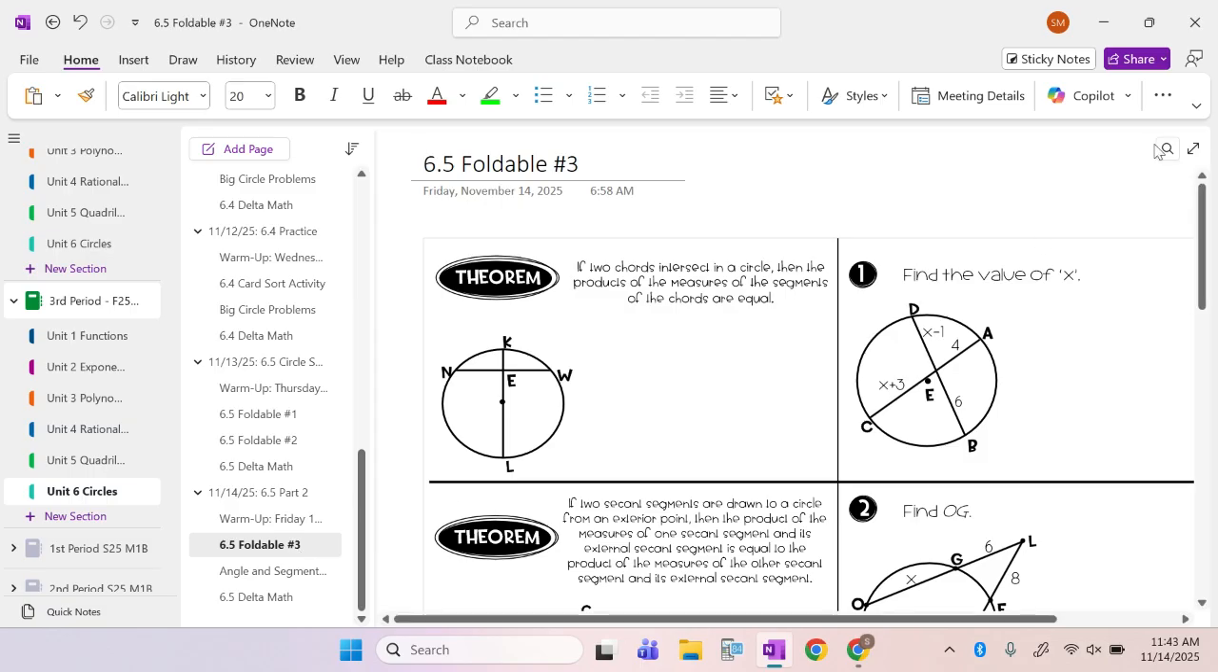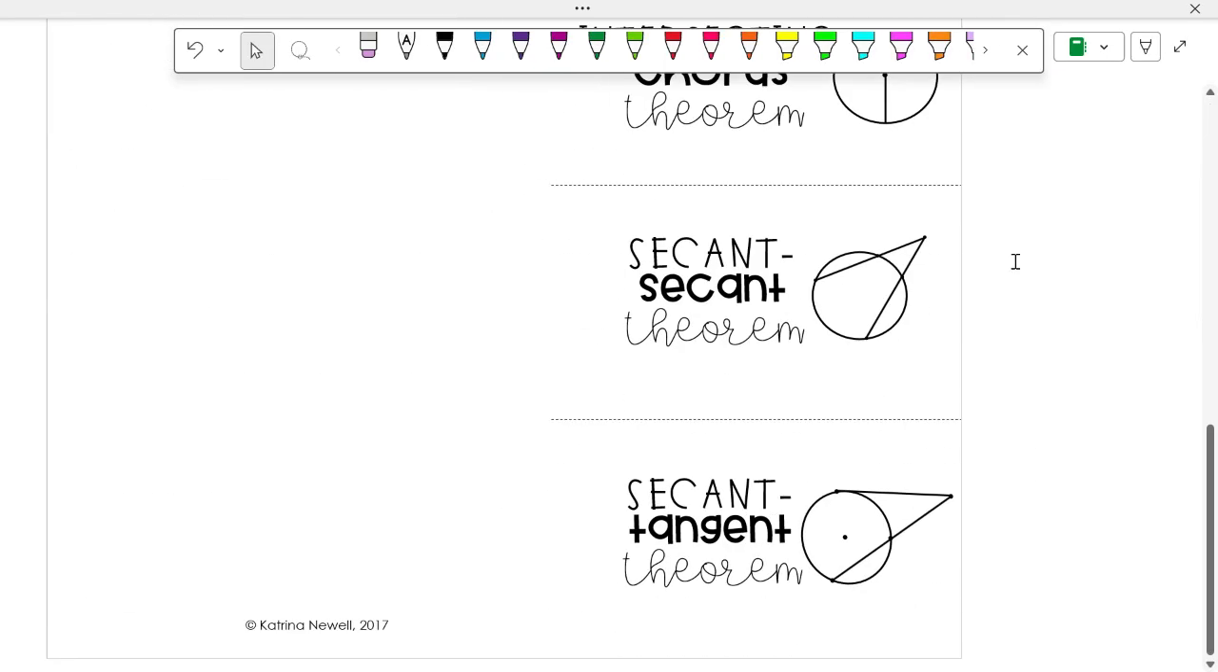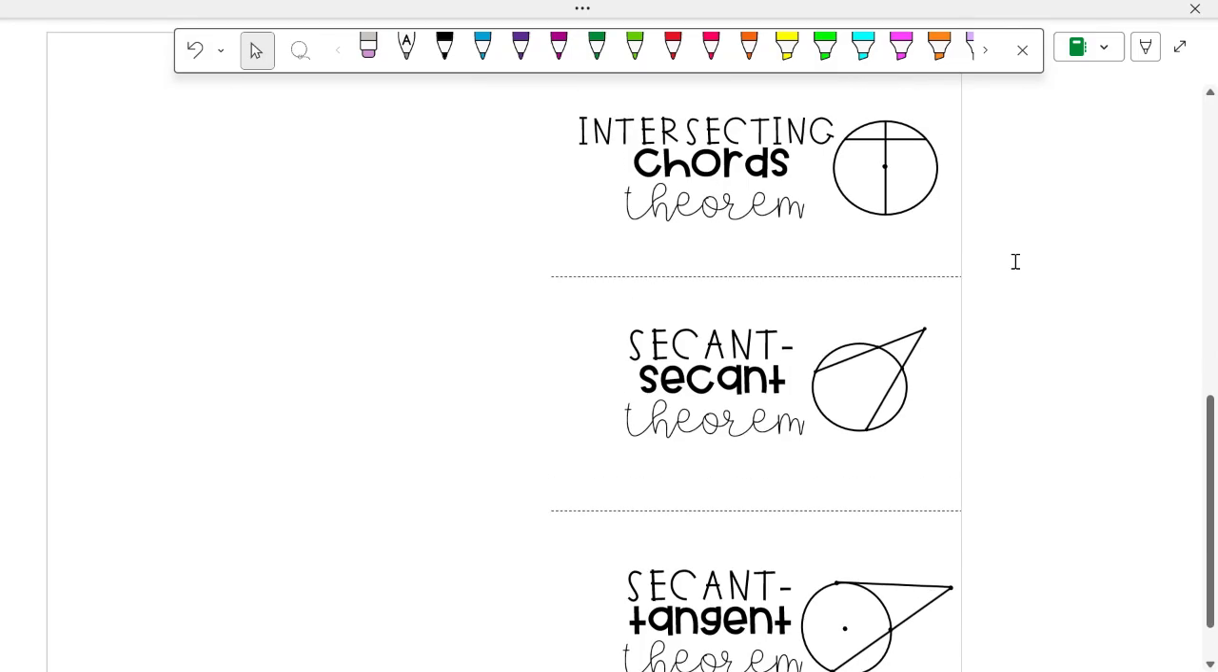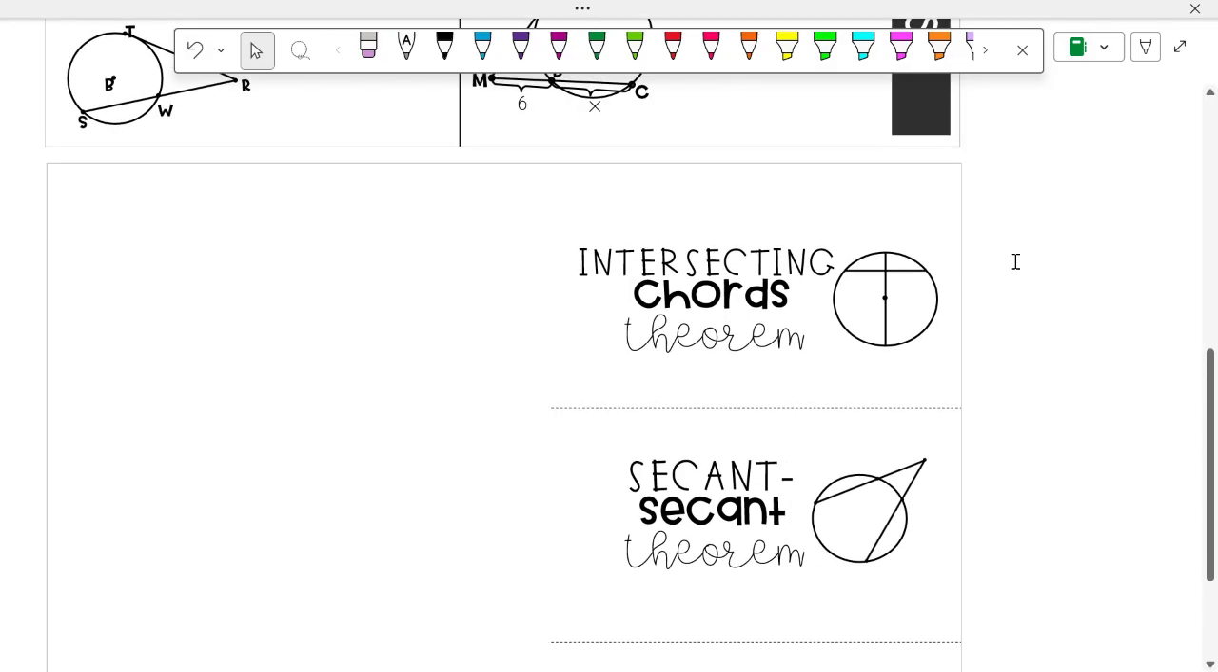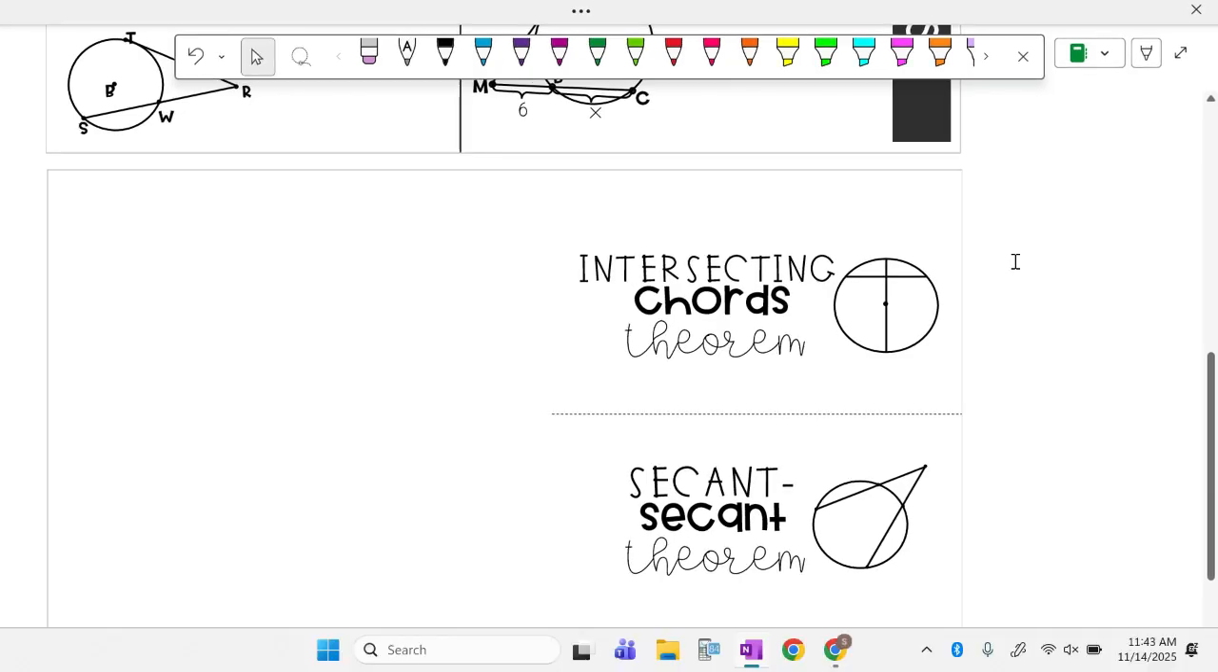All right. So, and yes, this is the front, but there's really nothing on the front. All right. So let's talk about these three theorems.